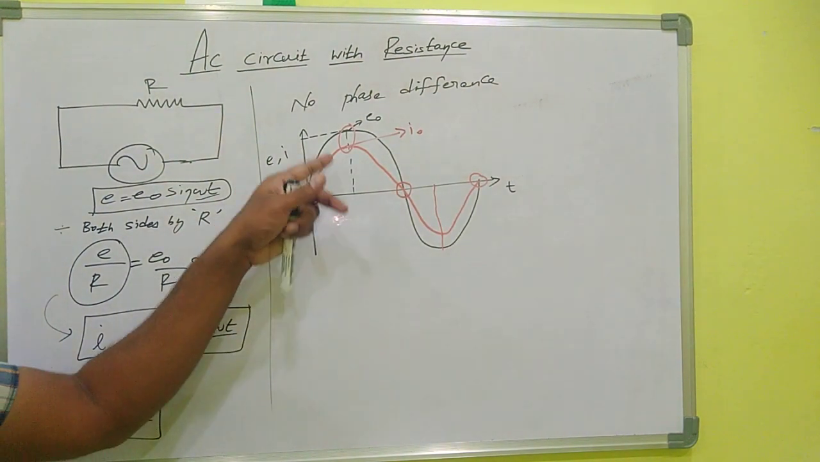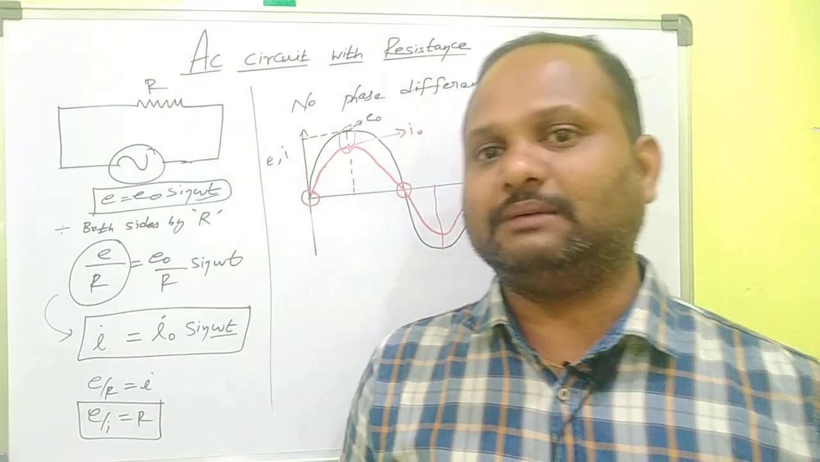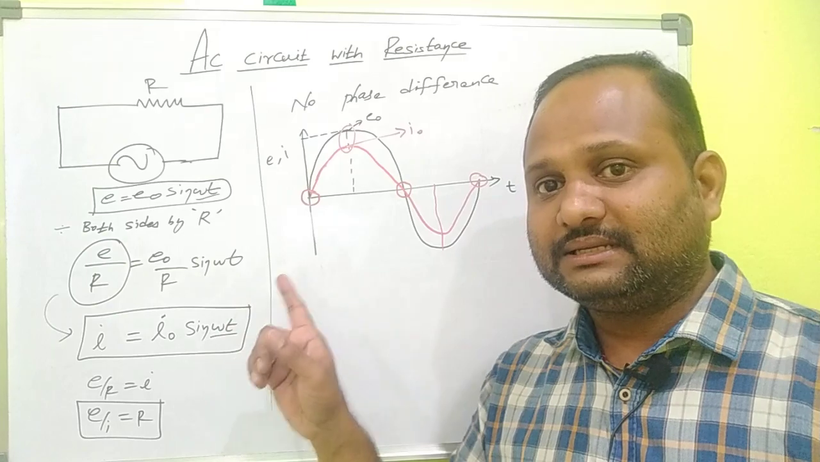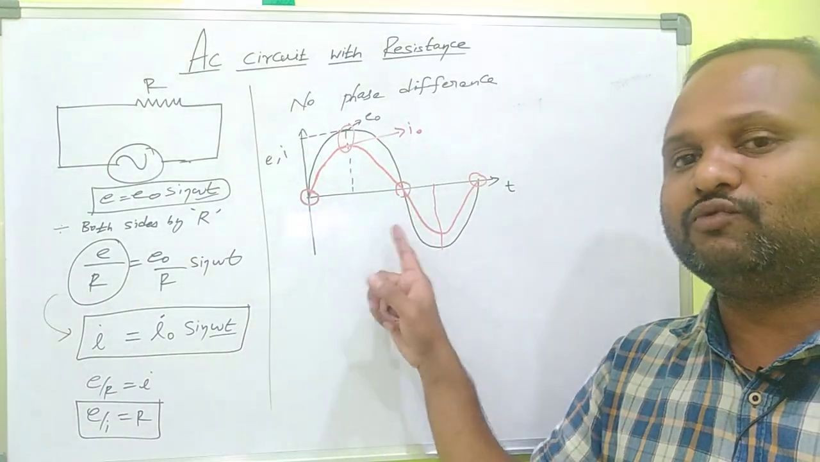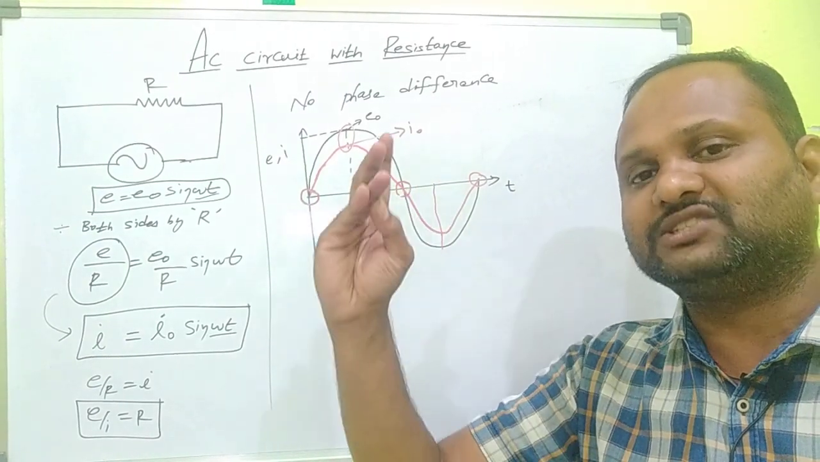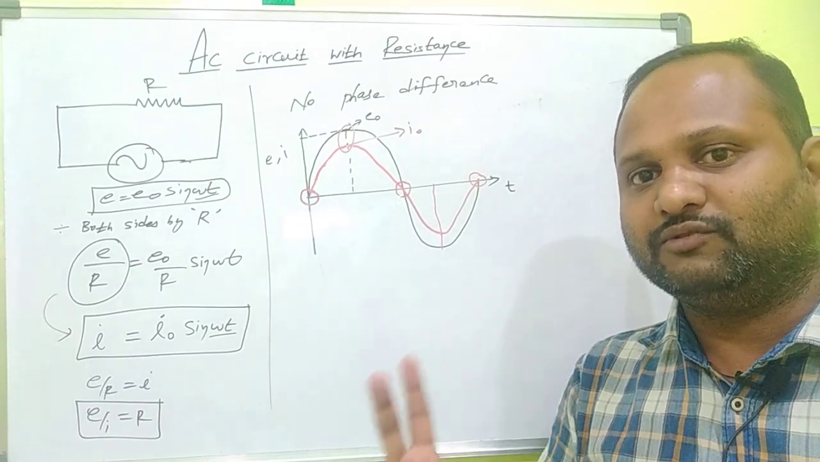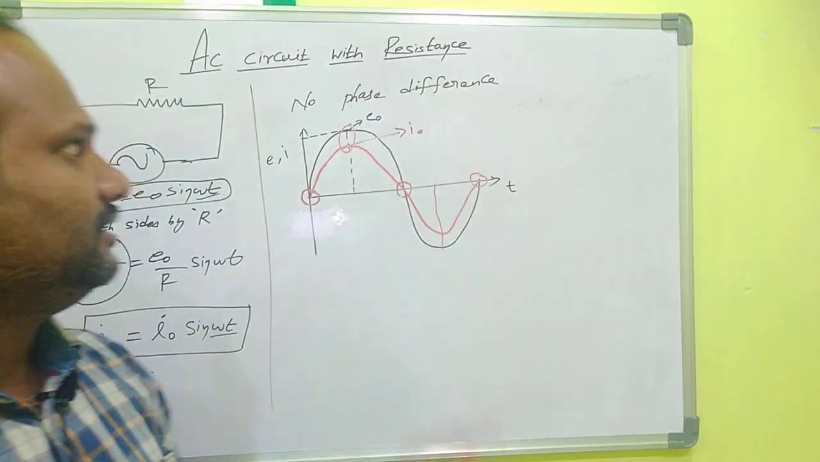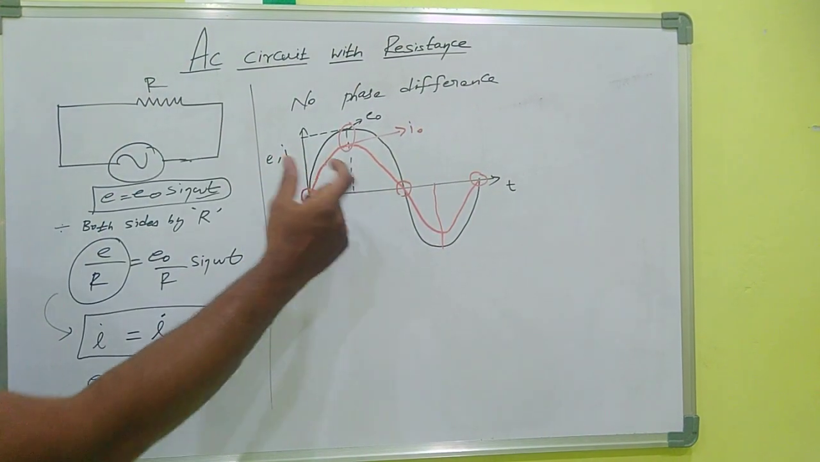The only difference is their amplitude. The amplitude of the current is less than the amplitude of EMF, for the reason I told here. But there is no phase difference between them. Both waves are moving together. EMF and current are moving together. At a particular time they are moving simultaneously. This is the representation of phase difference in the wave diagram.